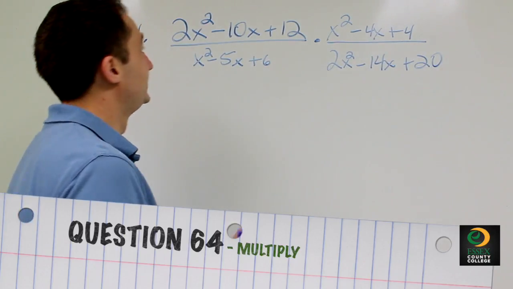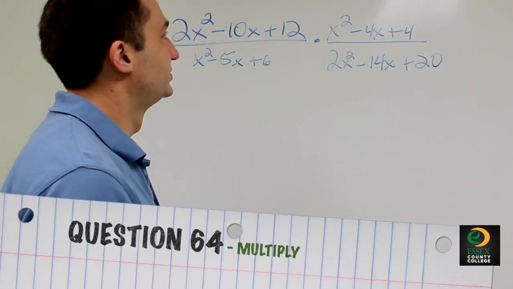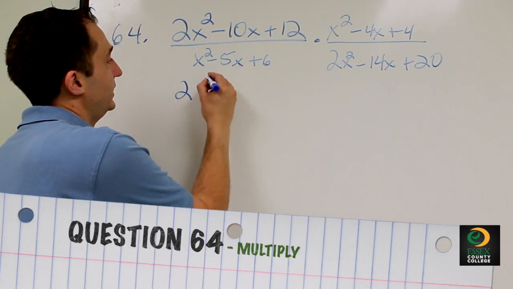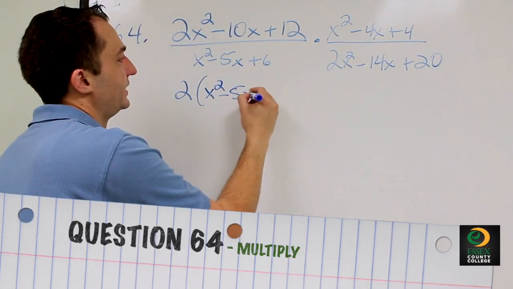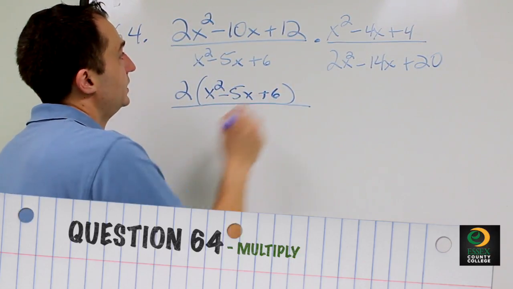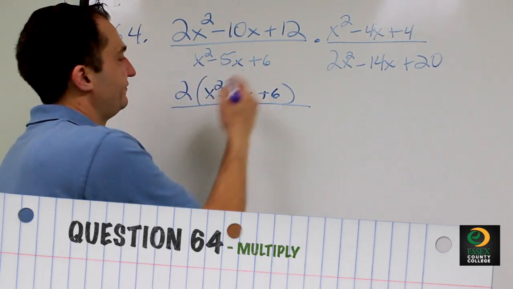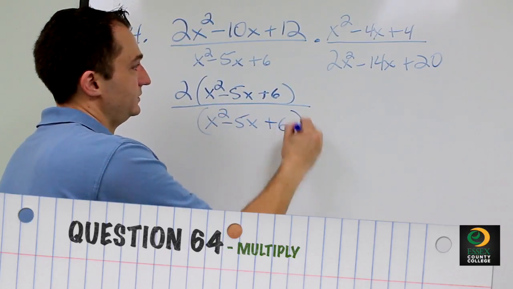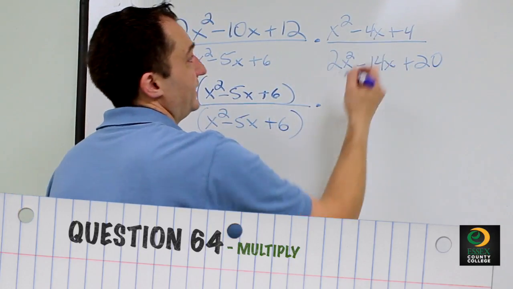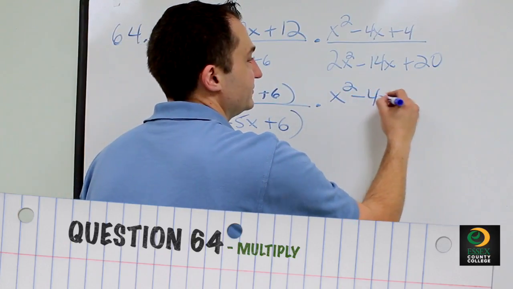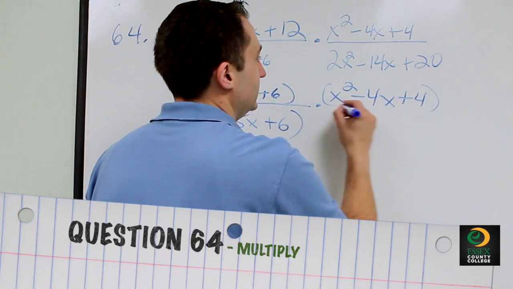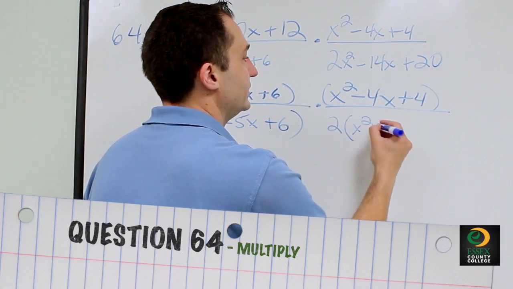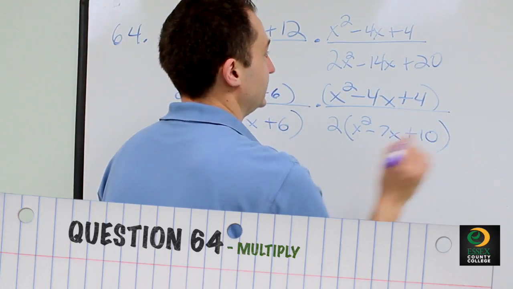Our first step would be to see if we can factor anything out of these individual expressions. The first expression, they all have a 2 in common, so we could factor out a 2, and we're left with x squared minus 5x plus 6. On the bottom, we cannot factor anything out of that. X squared minus 5x plus 6 times, we cannot factor anything out of the top, x squared minus 4x plus 4 over, we can factor out a 2 here, and we're going to be left with an x squared minus 7x plus 10.